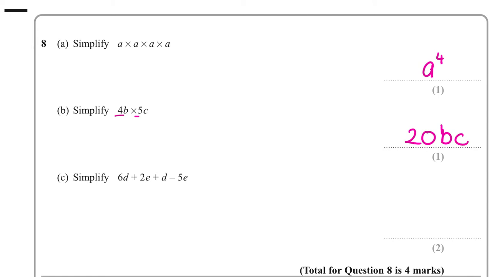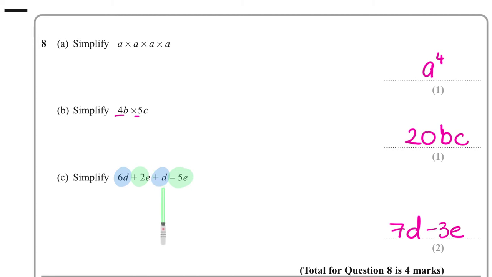Simplify 6d plus 2e plus d minus 5e. So 6d plus d is 7d. Then we have 2e minus 5e, which is negative 3e. Okay?